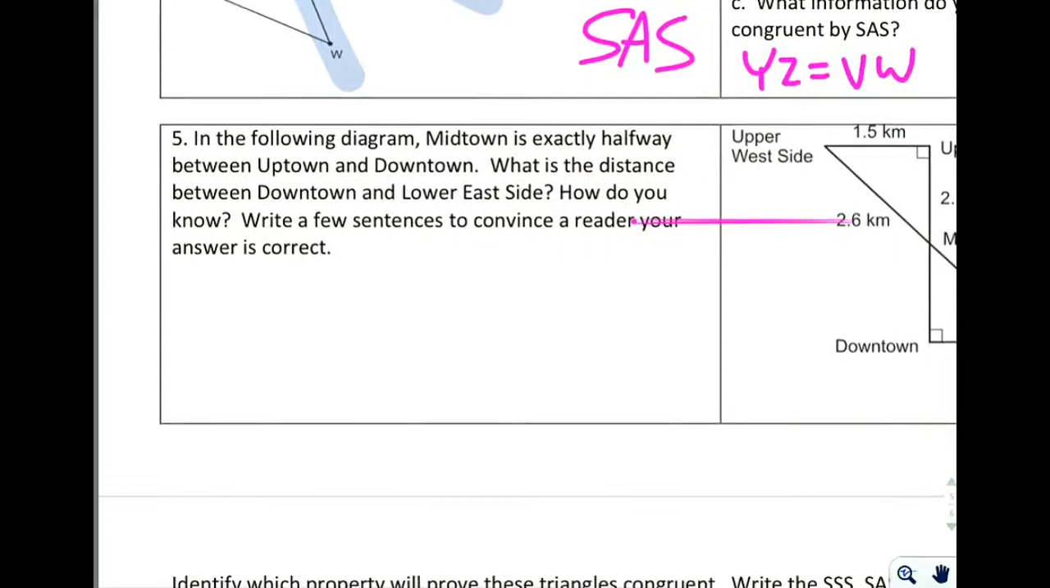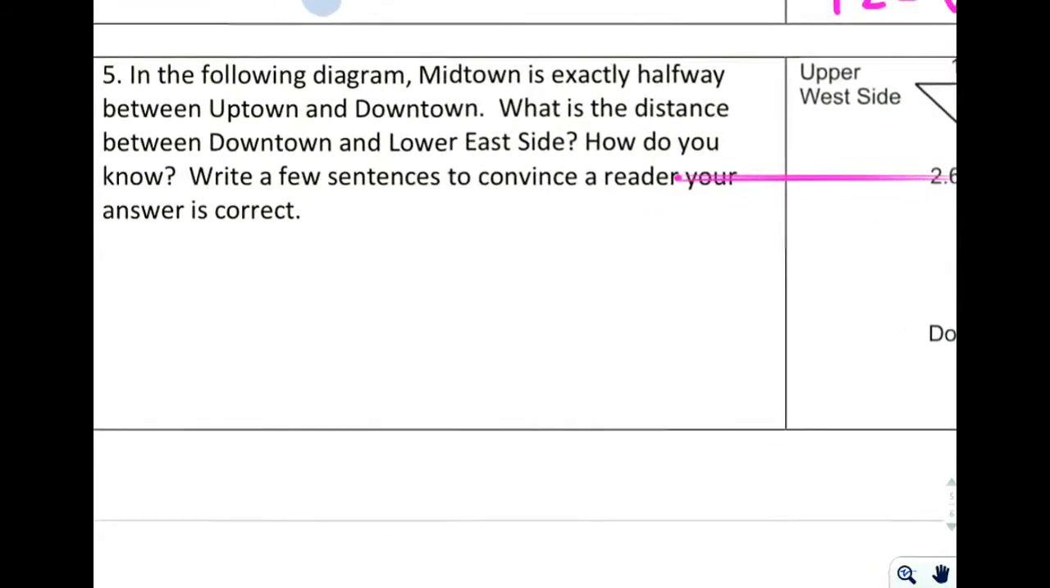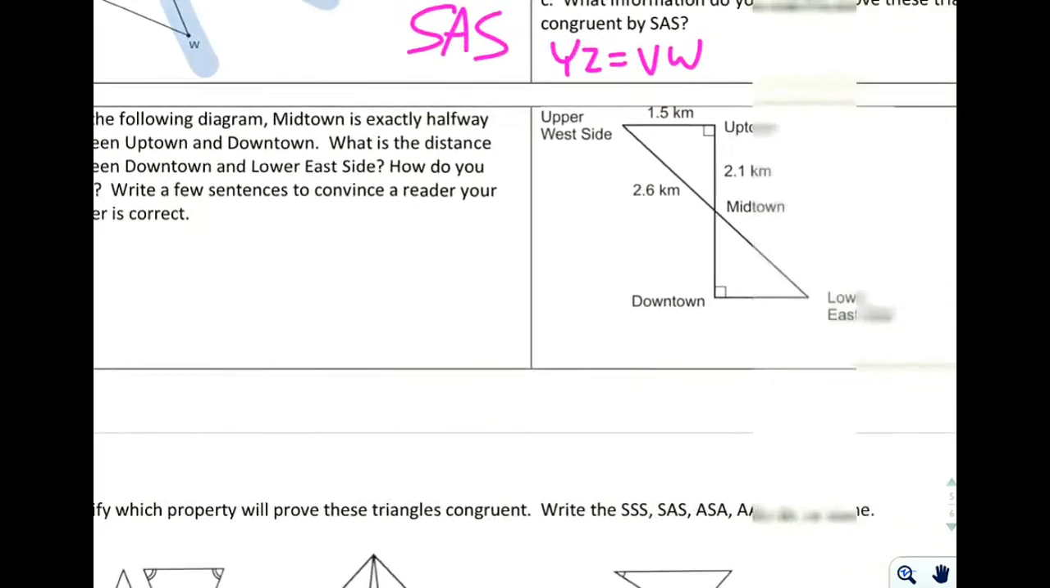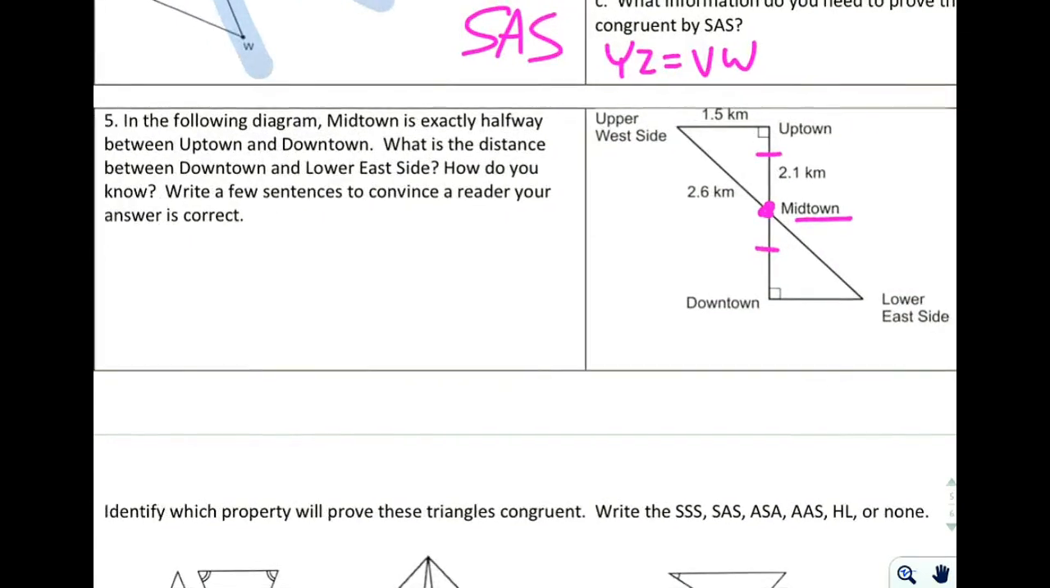Let's move on to number 5. A little bit of a word problem here. We're told that Midtown is exactly halfway between uptown and downtown. So Midtown here is the middle, exactly halfway between uptown and downtown. And we know when this is the midpoint, that means that this is equal to this. So we can mark those congruency statements on our picture. We're also given these right angles.